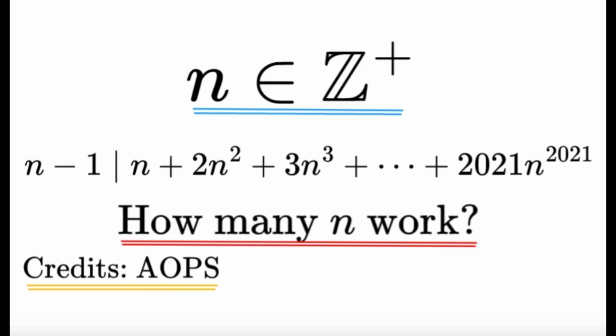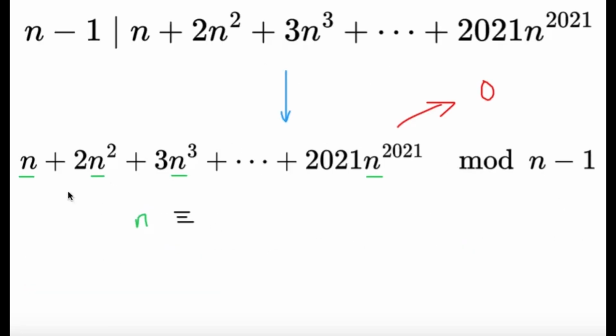Now I will write something equivalent to this given. Since n minus 1 divides this thing, n plus 2n squared plus 3n cubed and so on and so forth until 2021 n raised to 2021, if I take it under modulo n minus 1, I should get 0. Just because it's divisible by n minus 1, it's going to leave a remainder of 0 when divided by n minus 1. So this is the equivalent statement under the modulo.